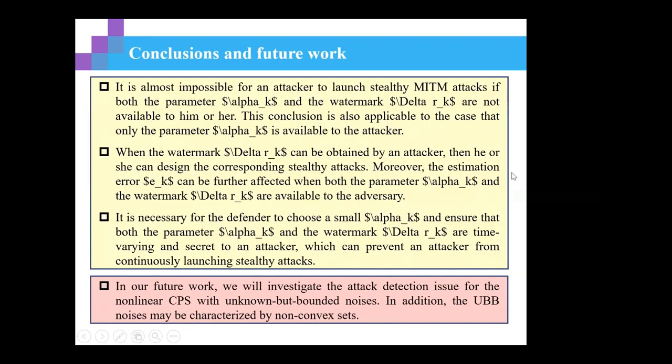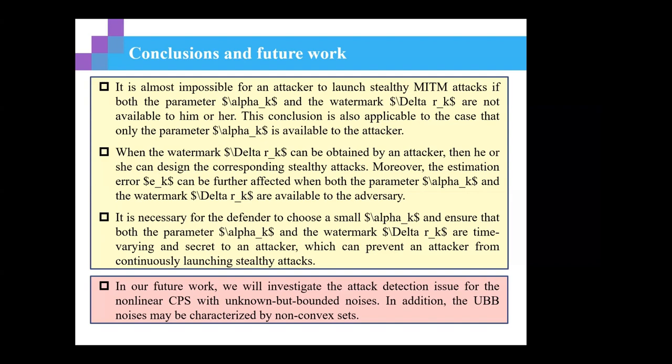So now I will give the conclusions and the future work. First, from all situations, we can see that it's impossible for an attacker to launch stealthy attacks if both the encoding function and the watermark are not available to him or her. This conclusion is also applicable to the case where only the parameter alpha sub key is available to the attacker.